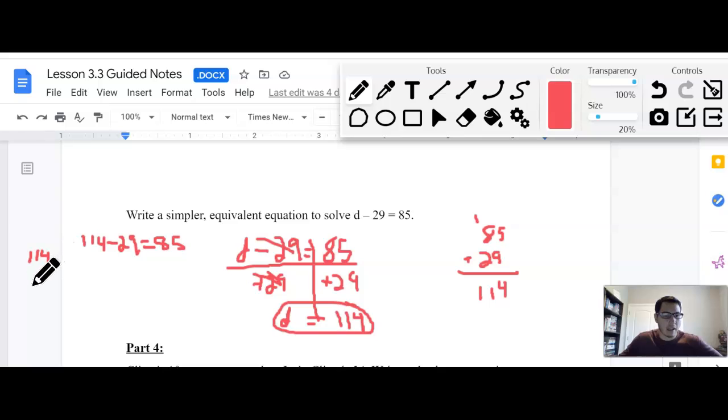114 minus 29. 4 minus 9 we can't do. This becomes a 0. This is a 14. That's 5. Can't do 0 minus 2, so we borrow from that 0. That becomes a 0. That's a 10. 10 minus 2 is 8. So 85 is equal to 85. So D equals 114, I'm sorry, is the correct answer.